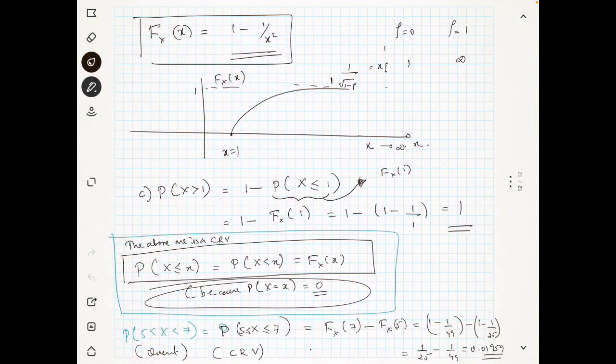Now we will see that the probability that x is less than or equal to 20 is nothing but Fx of 20. So this is 1 minus 1 by 20 squared, which is equal to 1 minus 1 by 400, which is equal to 0.997. So this is how to solve this kind of problem.